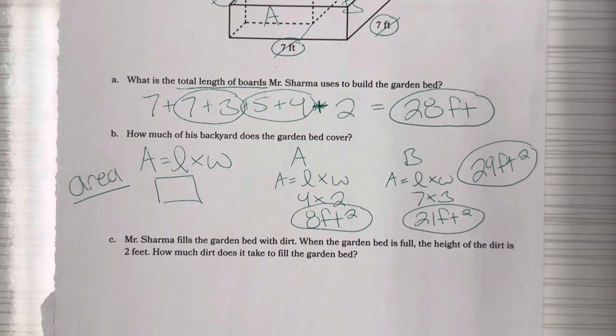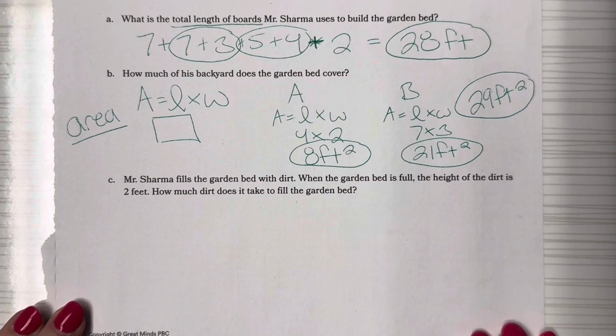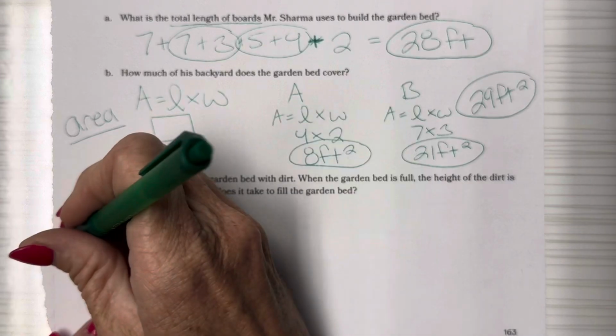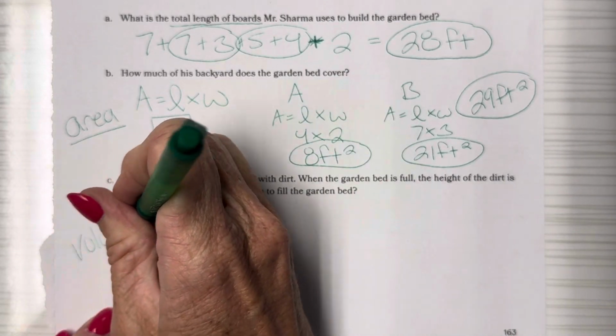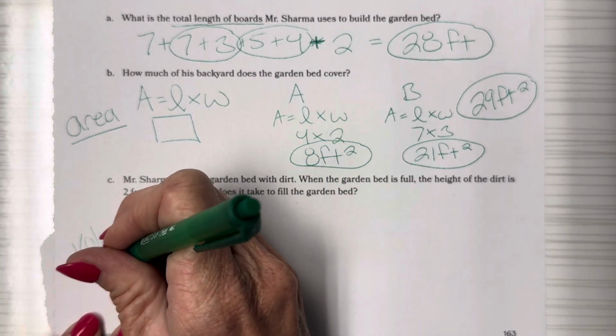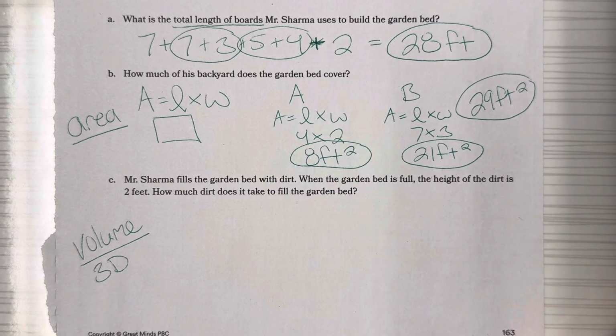Okay, let's look at our last problem. It says, Mr. Sharma fills the garden bed with dirt. When the garden bed is full, the height of the dirt is 2 feet. How much dirt does it take to fill up the garden bed? Okay, so when I fill something up, that is what volume is. Volume is when I'm filling up a 3D object. That's what volume means.